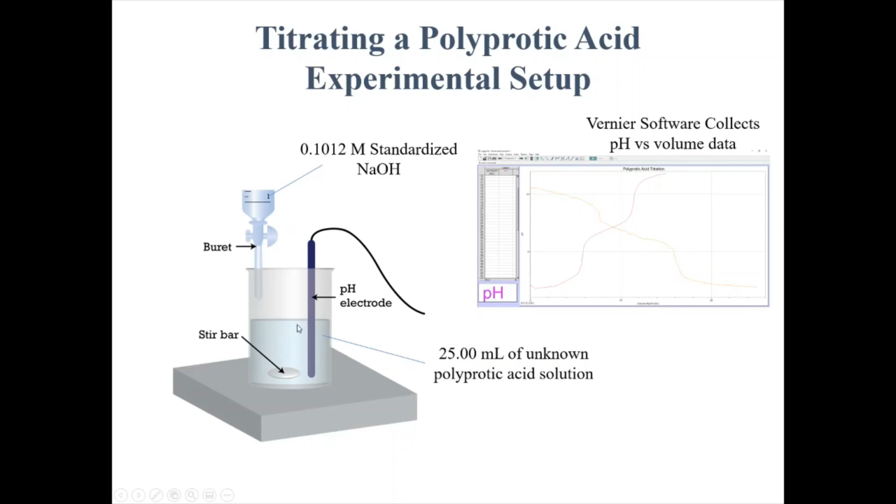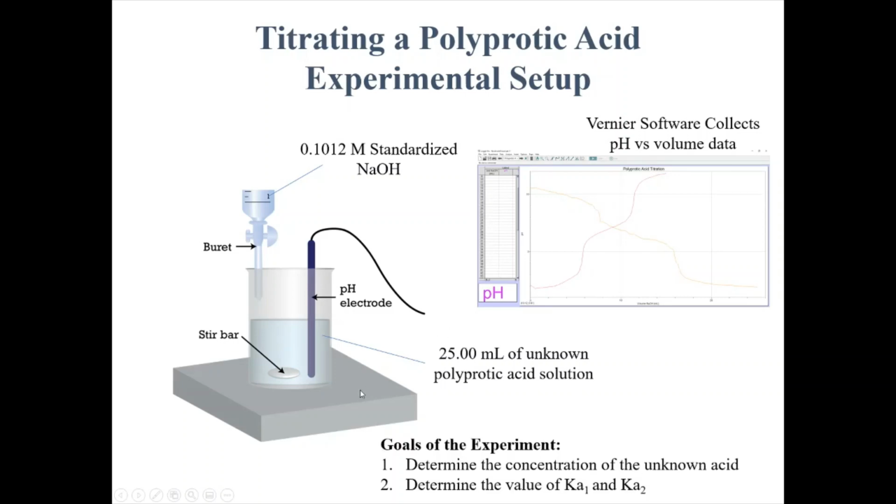Once you have that set up, you stick your pH electrode in, which measures the pH of the solution, and then you have to stir. In our setup, we stir with the pH electrode, but you could also use a stir bar to stir the solution if you wanted to. Then this pH electrode is hooked up to the computer, which has the Vernier software, and the Vernier software collects the pH versus volume data. As time goes on, it collects the data and plots it out for you. So that would be what you would do if you were doing the experiment.